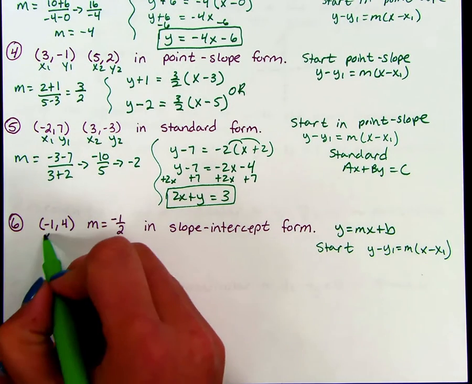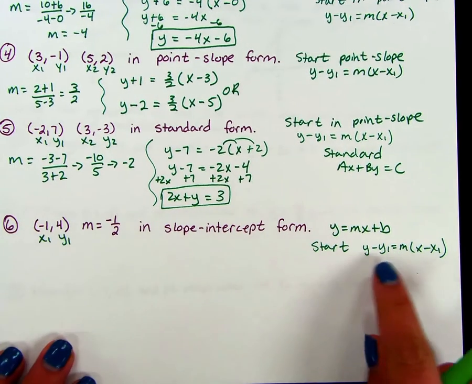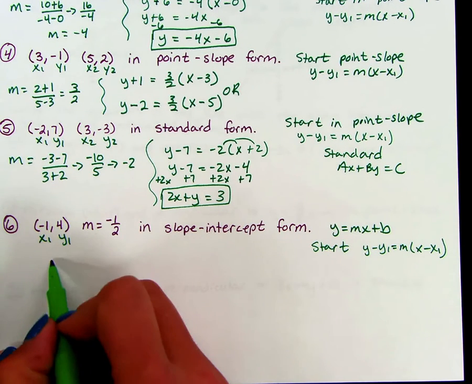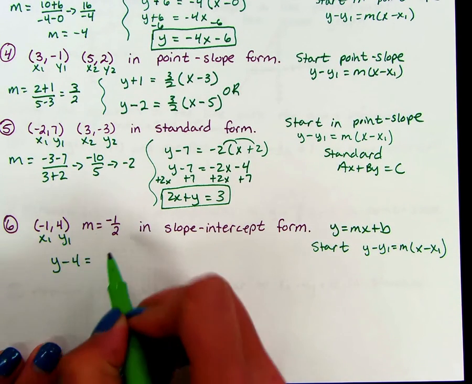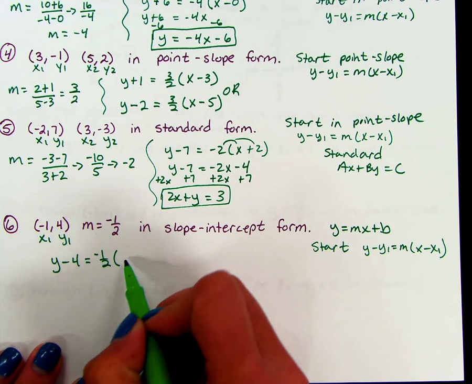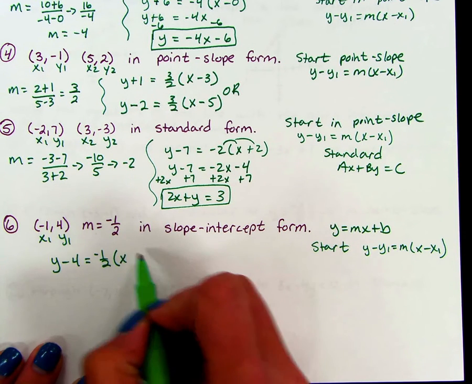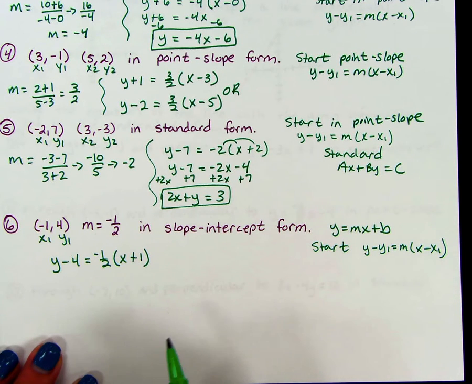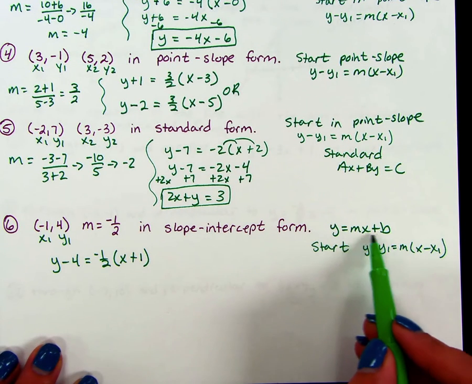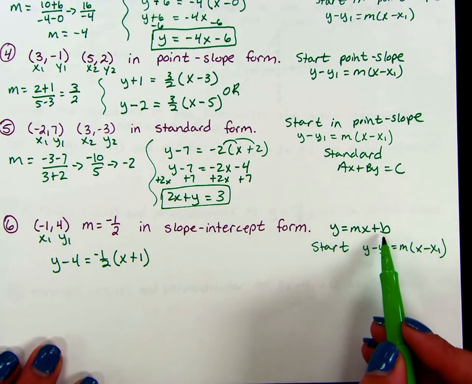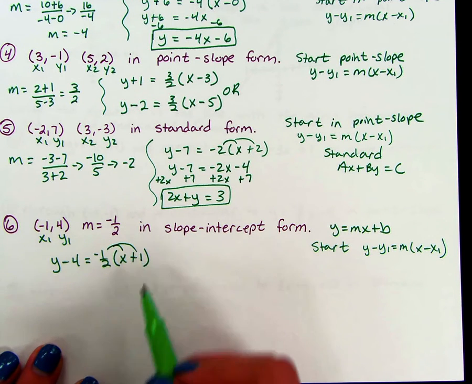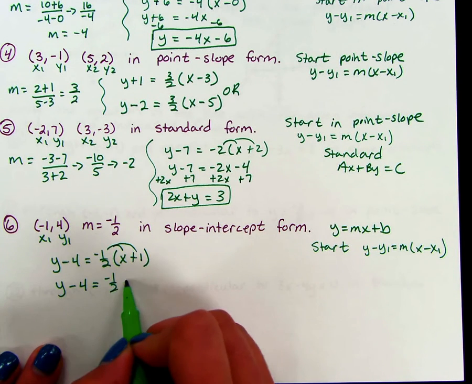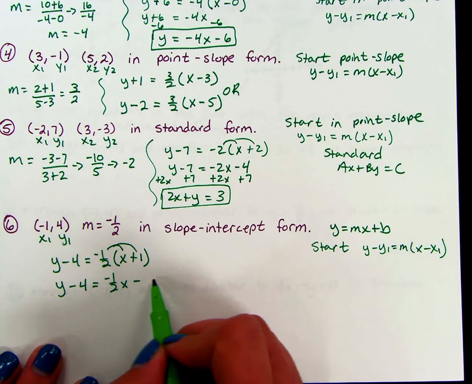So this is the x1, y1. So we're just substituting in for the y1, the m, and the x1. So y minus 4 equals negative 1/2 times the quantity of x minus a negative 1. So we're going to write it as a plus 1. And then slope-intercept form, so now we need to make it look like this. So we're solving for y. So we're going to start by distributing. So y minus 4 equals negative 1/2 x minus 1/2.